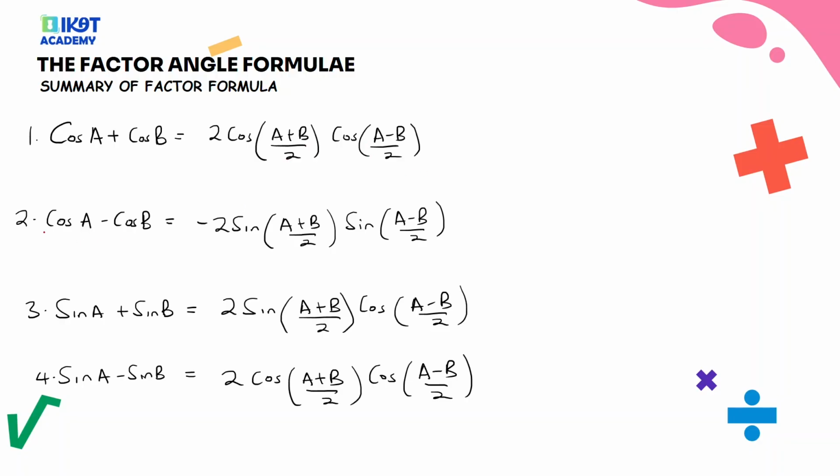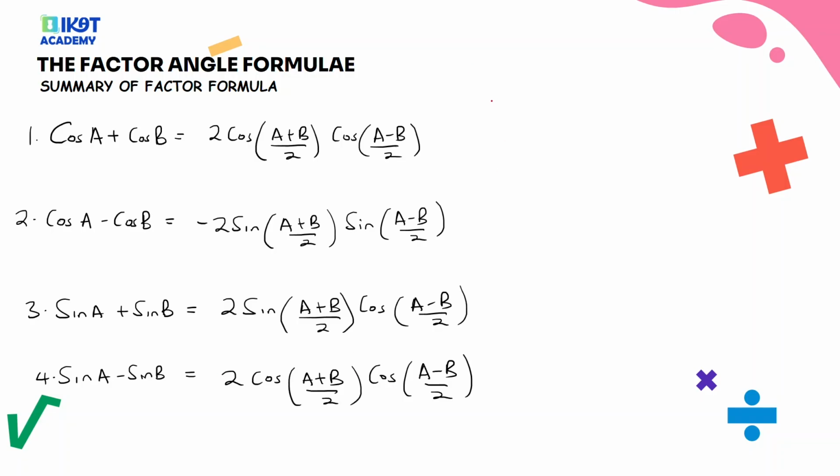Then when we have cos A minus cos B, this is going to be equal to negative 2 sine (A plus B) out of 2, sine (A minus B) out of 2. Then when you have sine plus sine, it's 2 sine cos. Then when you have sine minus sine, it's 2 cos sine.